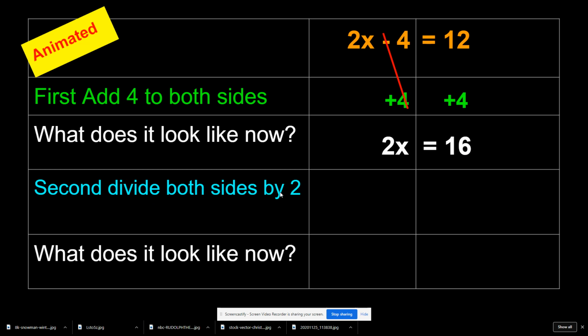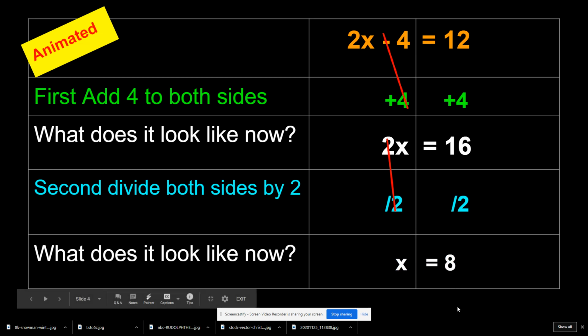Second, we're going to divide both sides by 2 because this is 2 times x. The opposite of that is divide. You can write divide by 2 like this. We have to do it to both sides of the equal sign. And then what happens is these 2 divided by 2 is just 1. That leaves just the letter. So those 2's cancel out. And then 16 divided by 2 is 8. So that means x equals 8 is our answer.